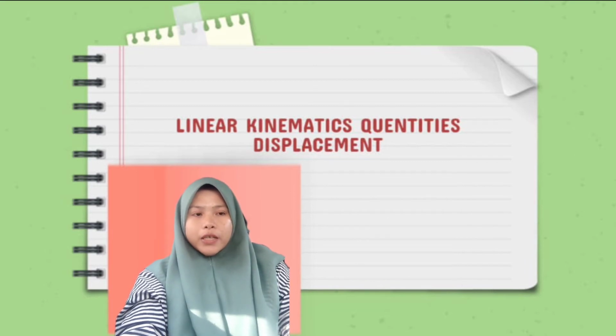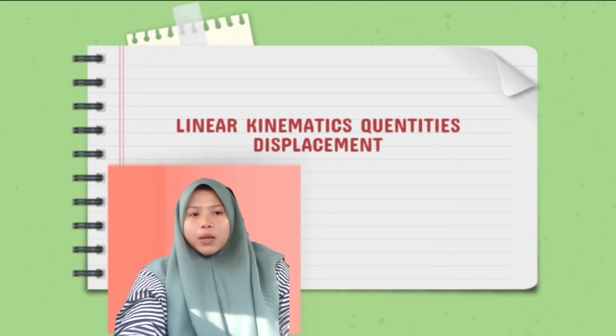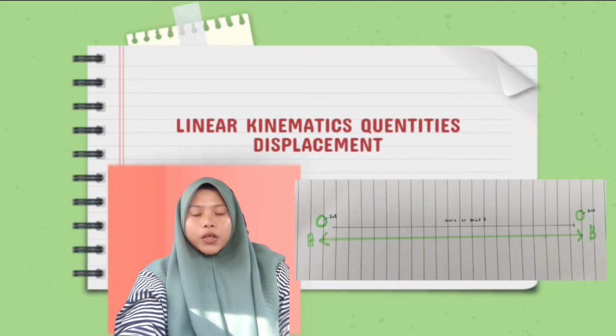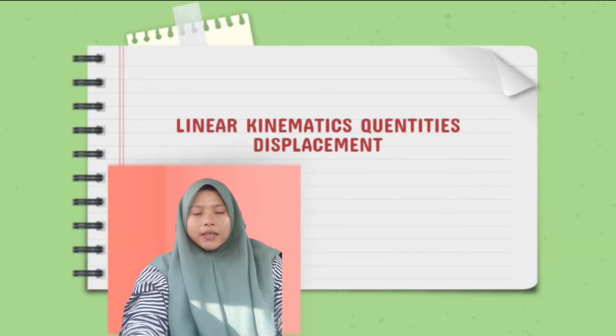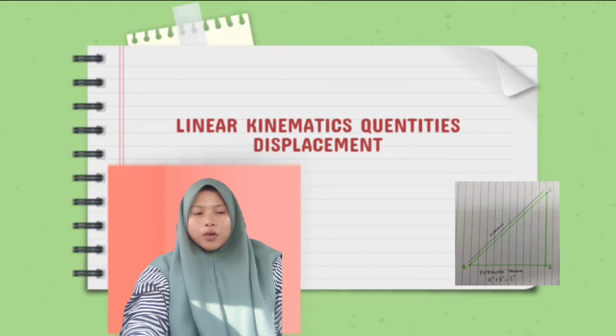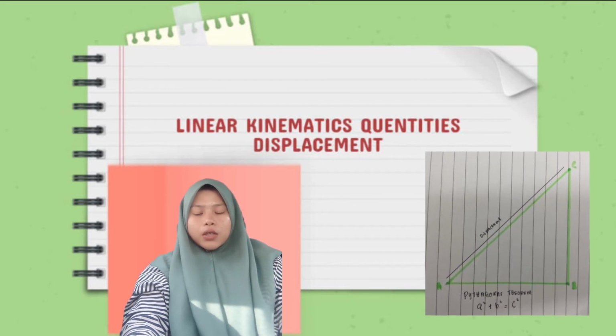For example, using a moving object such as a ball, it can be measured by moving the ball straight from point A to point B. Another example is calculating the displacement using the Pythagorean theorem, such as A squared plus B squared equals C squared, and C is the final result for displacement.